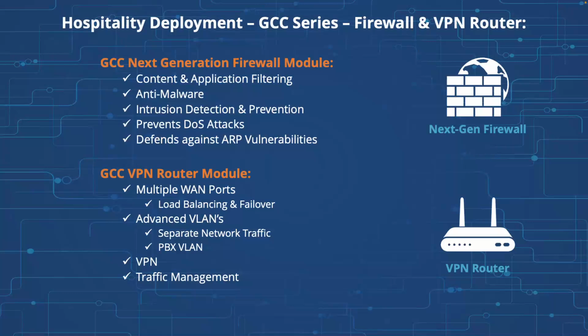Some of the features with the VPN router to assist with our traffic management and optimization would be utilizing those multiple WAN ports to create load balancing and failover, setting up advanced VLANs to separate our network traffic, for instance, our back office versus guest network, setting up our PBX VLANs to segregate the voice traffic on the network. And really, we're going to do this to minimize the potential of interference or congestion, enhance the security by isolating the PBX traffic. Then we also have our VPNs for private networks and our general traffic management.